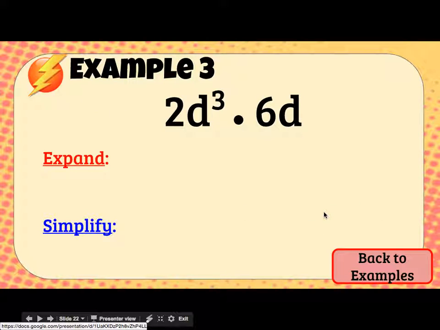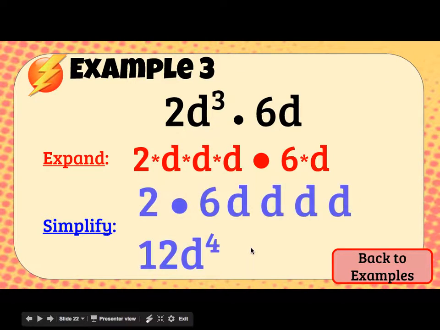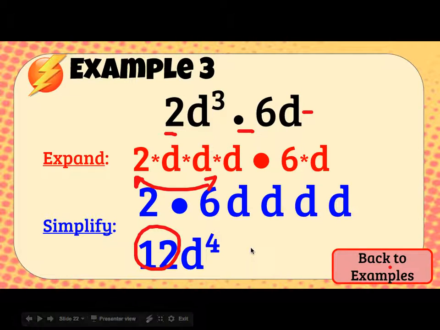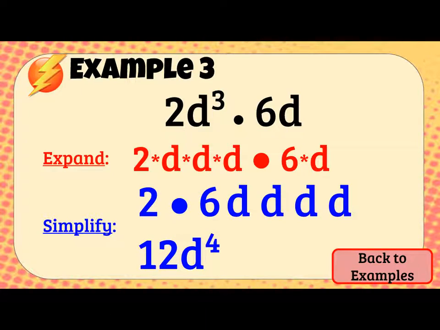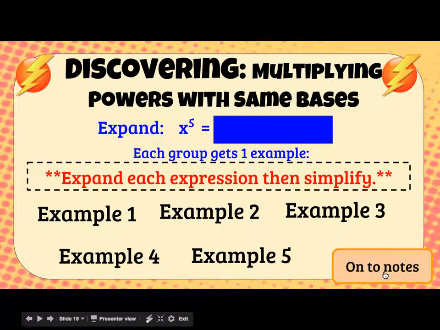And if the bases were the same, how many D's did I end up with? 3, 4 D's at the end. So where did those exponents come from, or where did that come from? That came from 3 plus the 1 gave me that D to the 4th power down here. So here's our notes now.